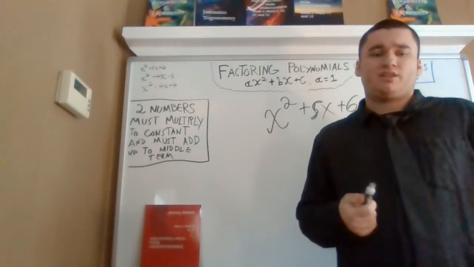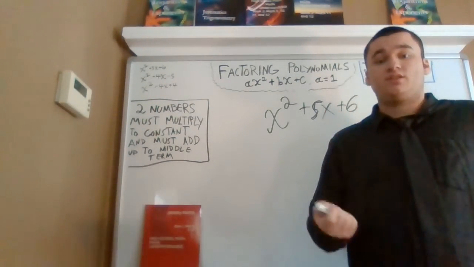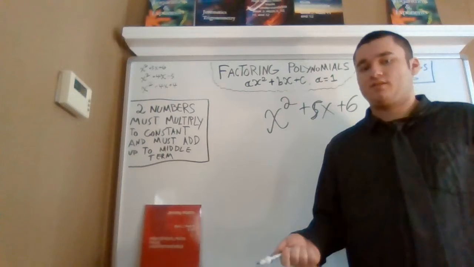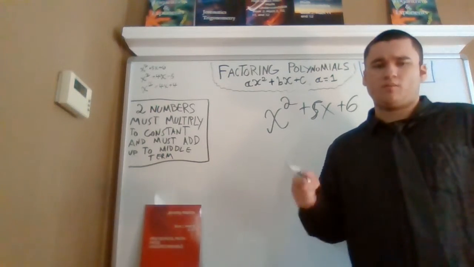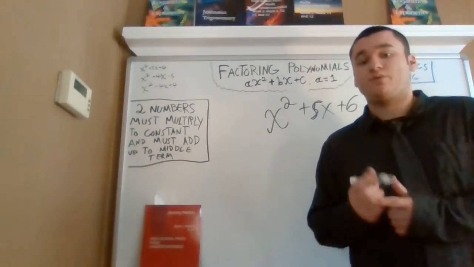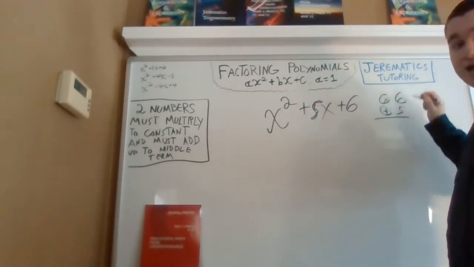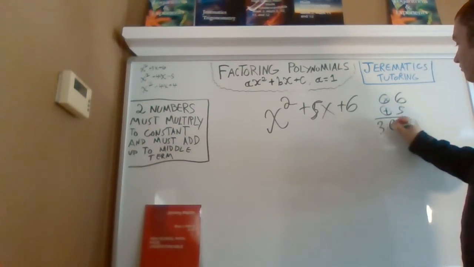So let's start with 6 and 1. Does 6 and 1 multiply to 6? Yes. Well, what's 6 plus 1? 7. What about 3 and 2? 3 times 2 is 6. What's 3 plus 2? 5. So those are two numbers that satisfy these conditions. So two numbers that multiply to 6 and add up to 5 are 3 and 2.